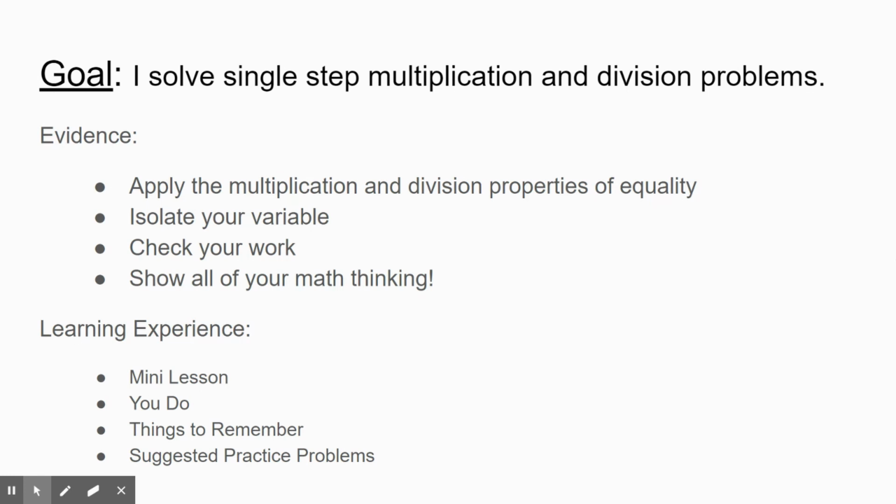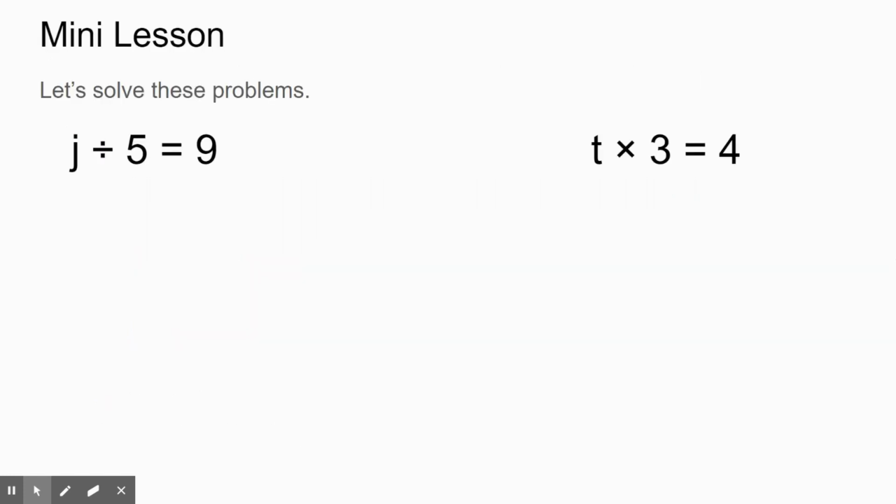Learning experiences down there. Nothing terribly exciting about that. Let's jump straight into our first examples. So let's solve these problems. We have j divided by 5 is equal to 9, and we have t times 3 is equal to 4.